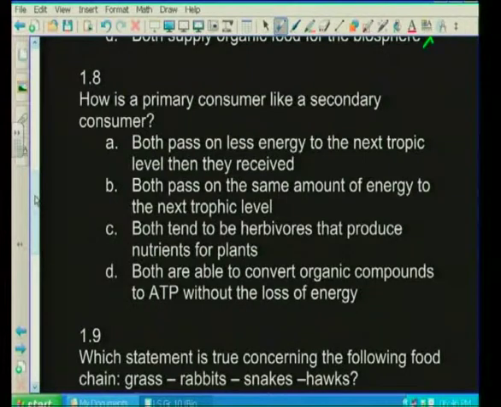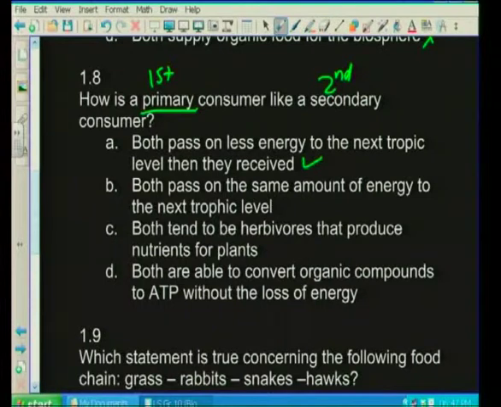How is a primary consumer... Now remember, that is our first consumer, like a secondary consumer. That means, in what way are they the same? Both pass on less energy to the next trophic level than they receive. That one to me sounds correct.